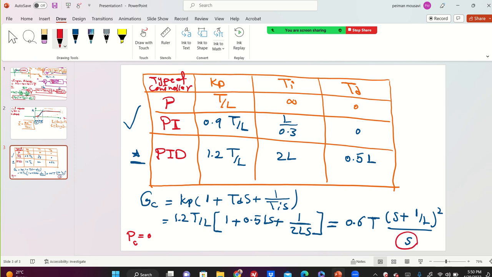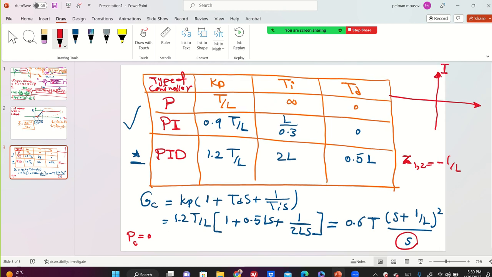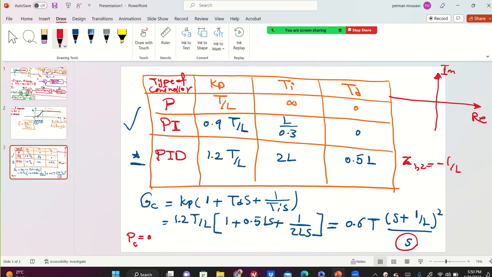How many zeros does it have? Yes, repeated real zeros at 1 minus over L. So you see that even the controller, as we saw previously, imaginary and the real, has a pole at the origin and 2 zeros, say here, over each other, at 1 minus over L, by Ziegler and Nichols.